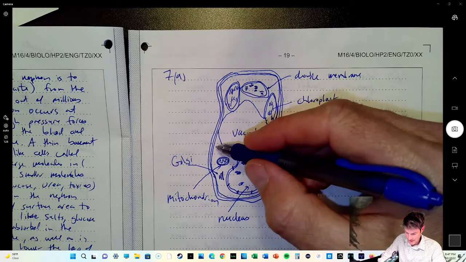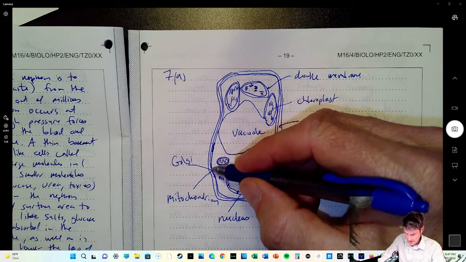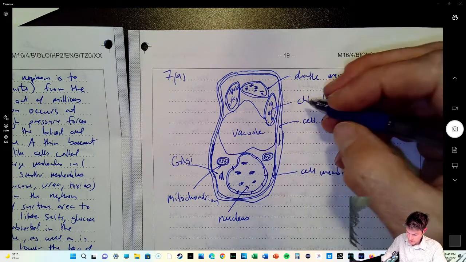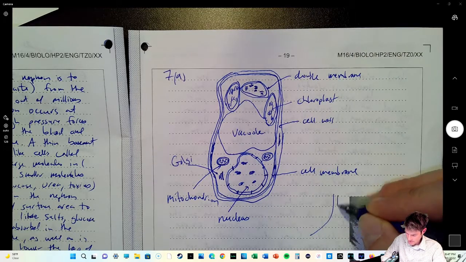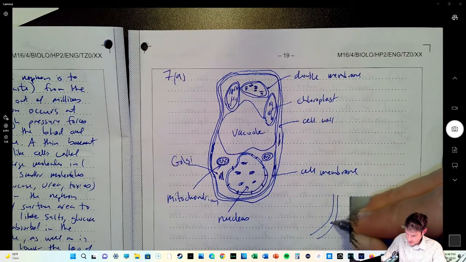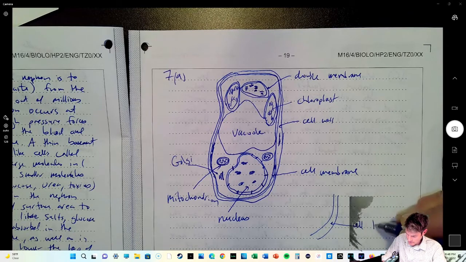So I drew a third line. I probably shouldn't have done that. So if we draw it again, this would be the cell wall. It's pretty thick.